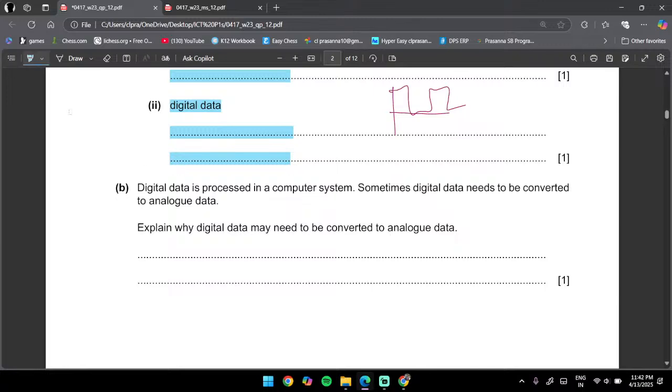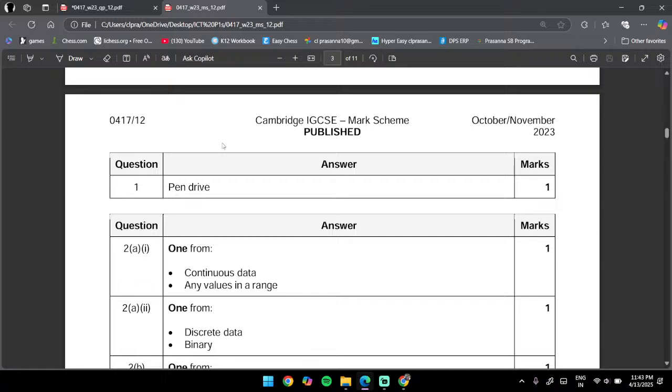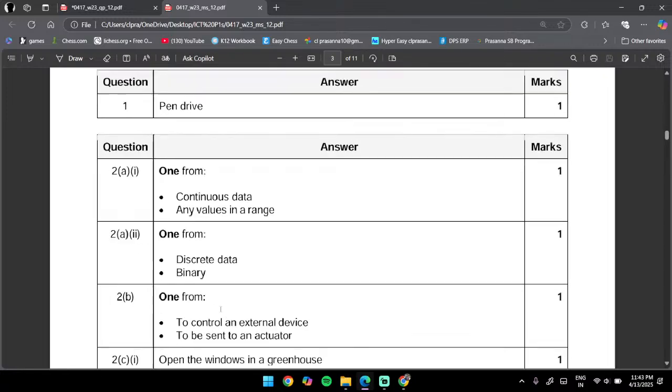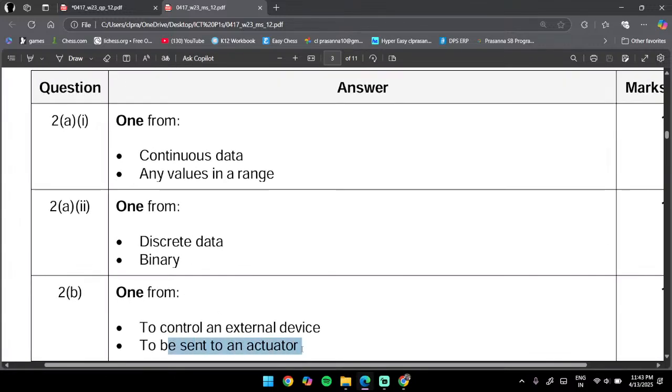Okay, so I think I've done a stream where I've answered this question, and it was that so that the data can be understood by humans, or so that the data could be sent to control devices such as actuators. Let's check what it has to say here: to control an external device, or to be sent to an actuator.